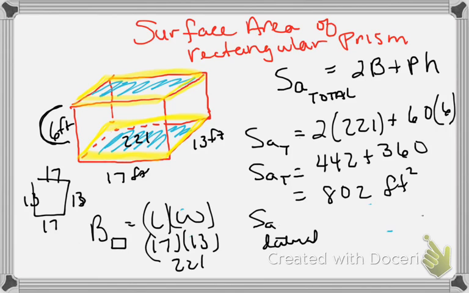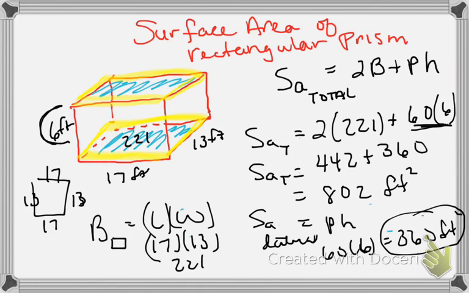So that is my lateral surface area. And we already know the answer here because we already have it. My lateral would be 60 times 6. That's what we have right here, and that is 360 square feet. So lateral would be 360 square feet. Total would be 802 square feet.